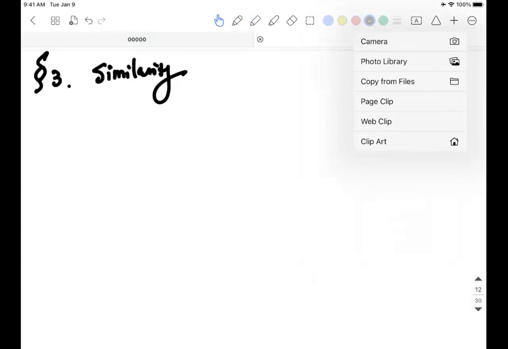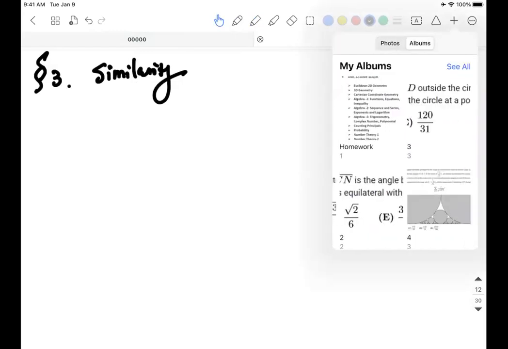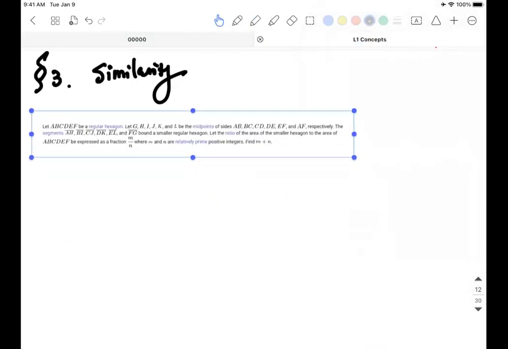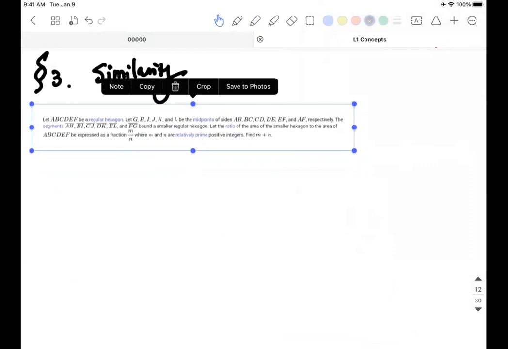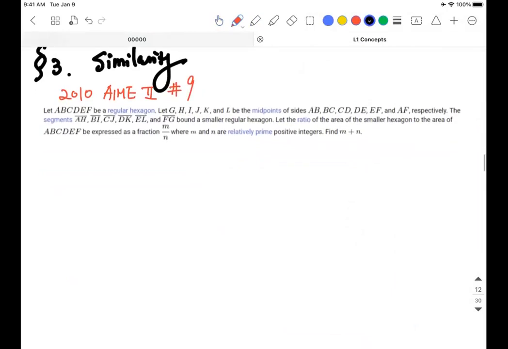Let's go for one AIME problem. Number 3. Okay, let's go for this AIME problem. It's a problem that comes from 2010 AIME 2, question number 9. Again, 30 seconds. Please read the problem.